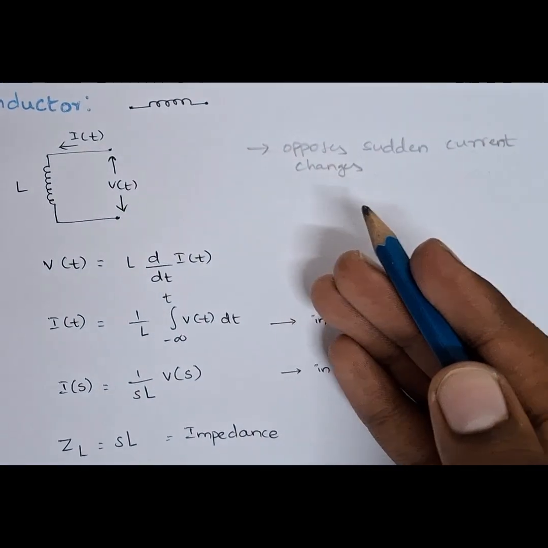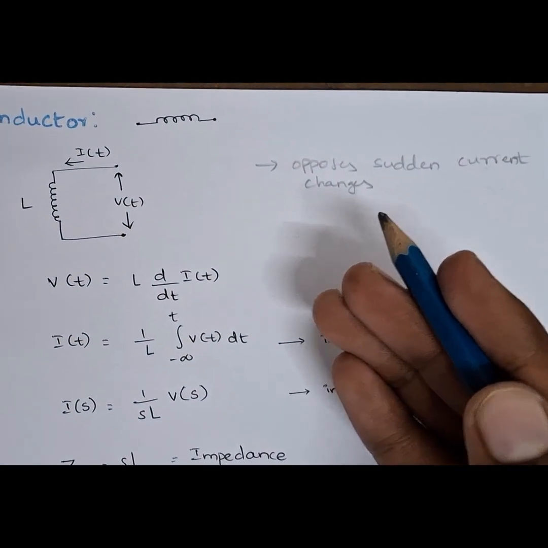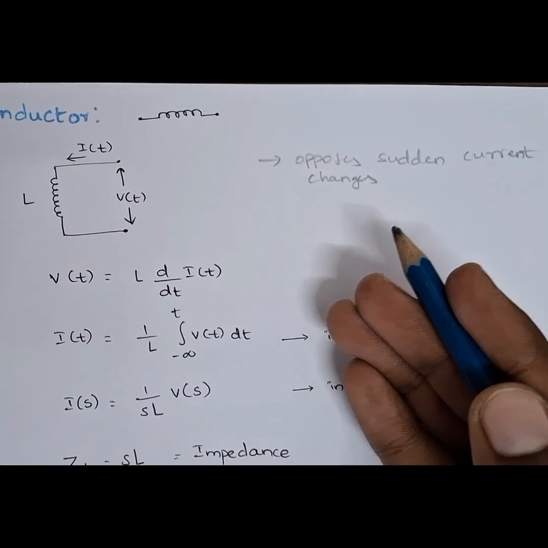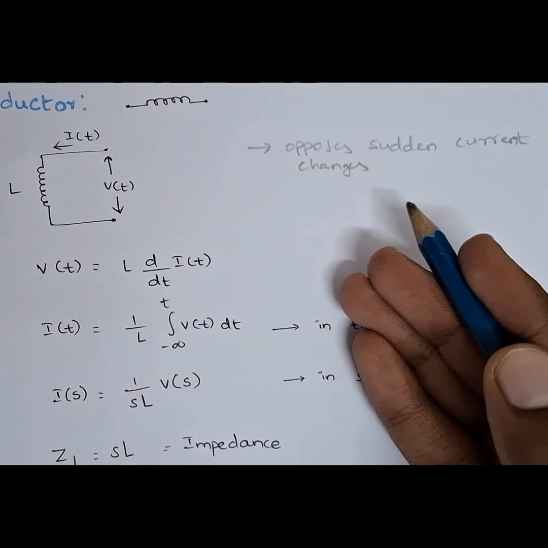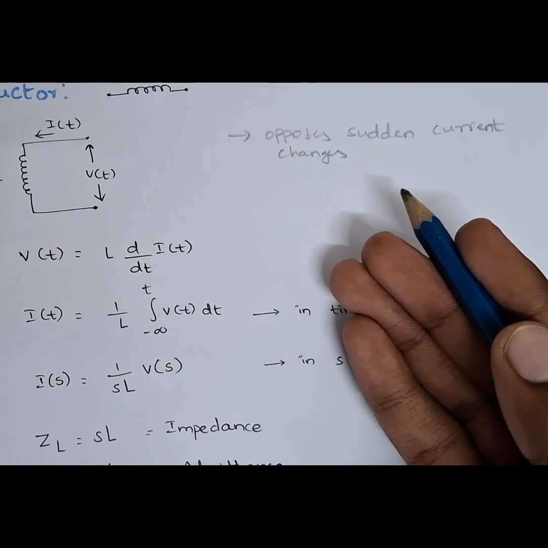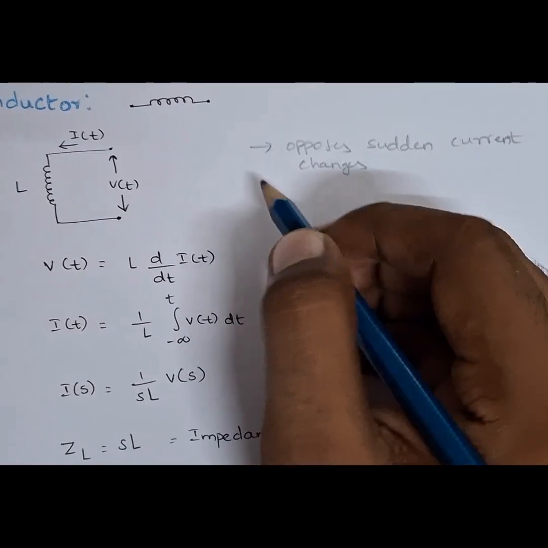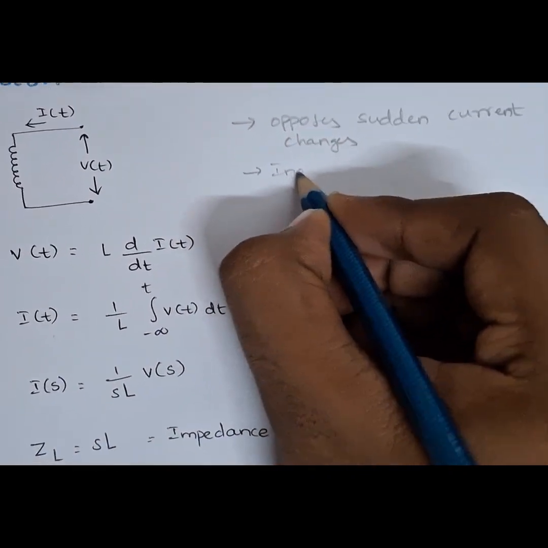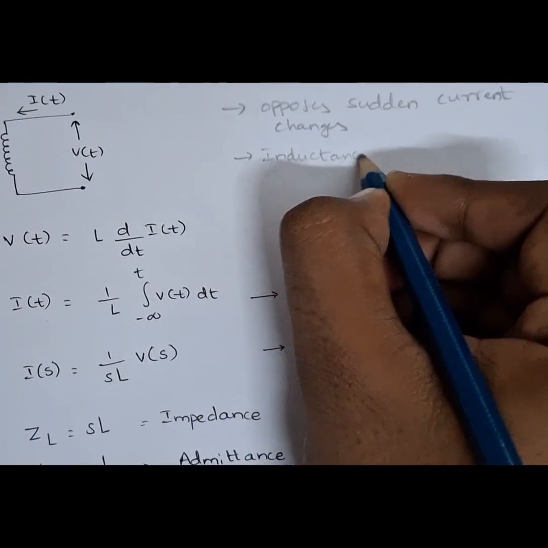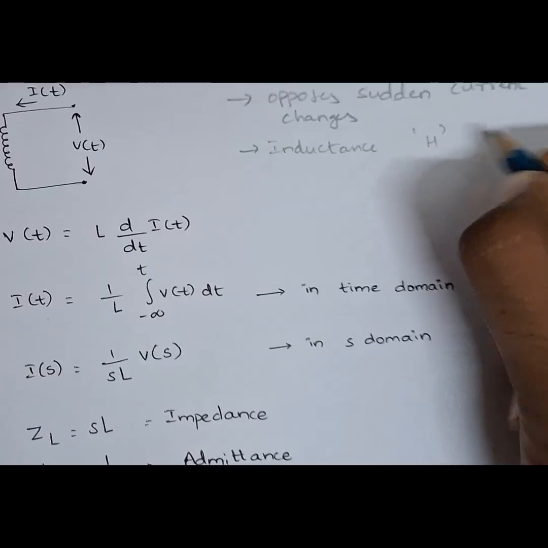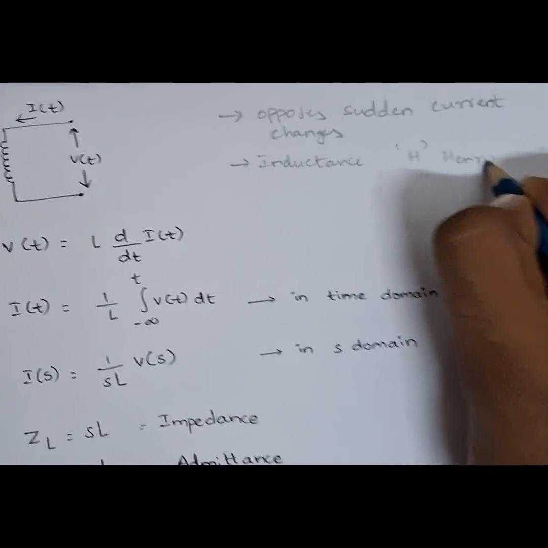When you suddenly try to change the current in a circuit with an inductor, it resists that change. This makes inductors very useful in applications like filters, transformers, and energy storage in power electronics. It has a property called inductance, and this inductance is denoted by H, which is called Henry.